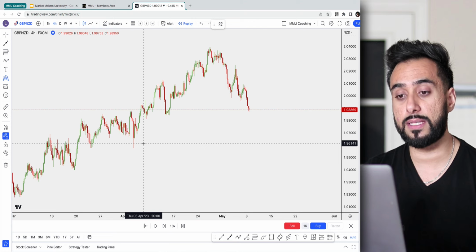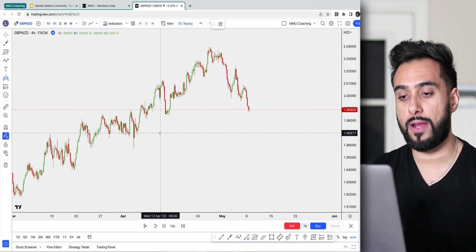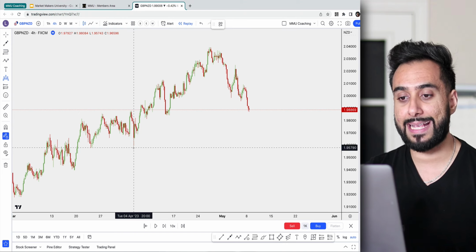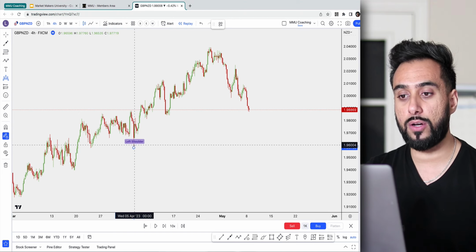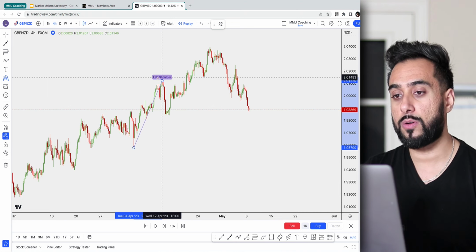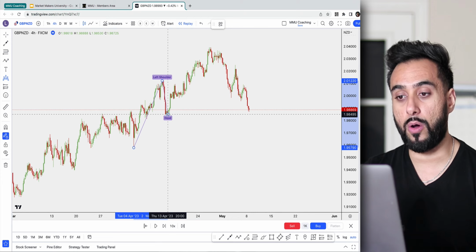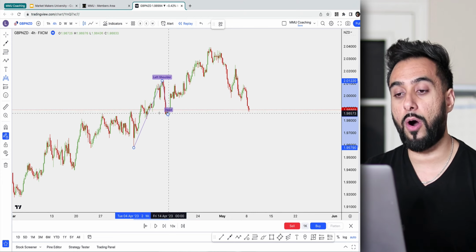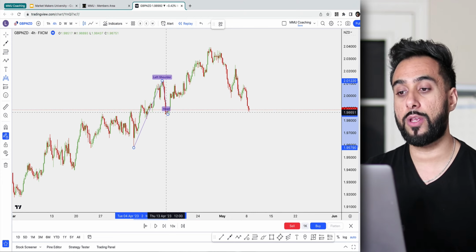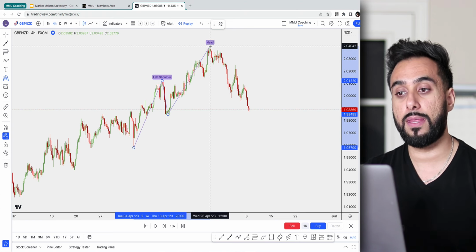How you would draw this is you would find the first low that creates the head and shoulders pattern. So I'm going to mark this as where the pattern starts. And you can kind of notice that the market created a high, which created what's called the left shoulder. And then you connect the next low, which marks what's called the neckline. And then at that point, you mark the next high, which would be the head.